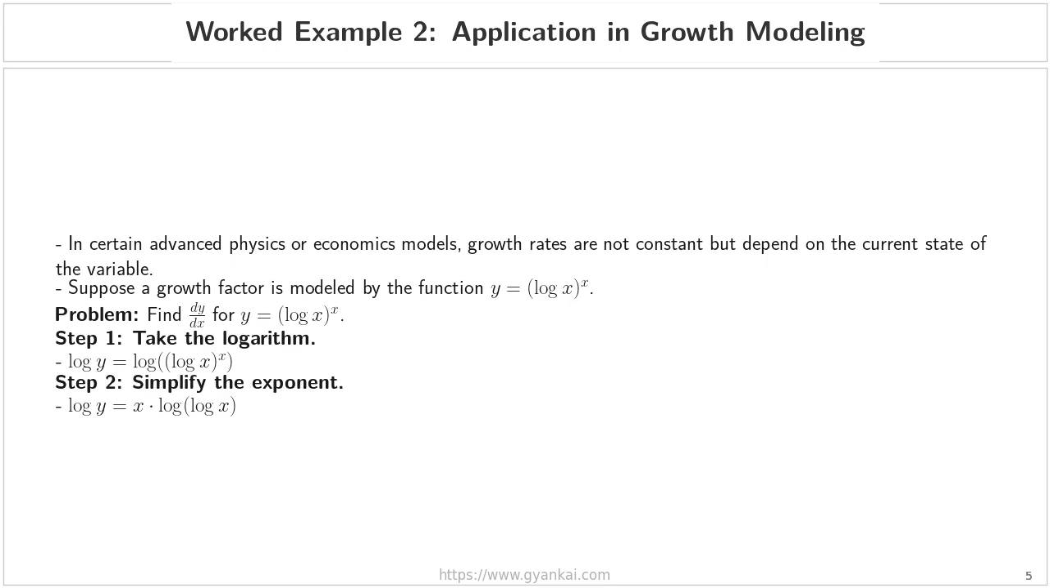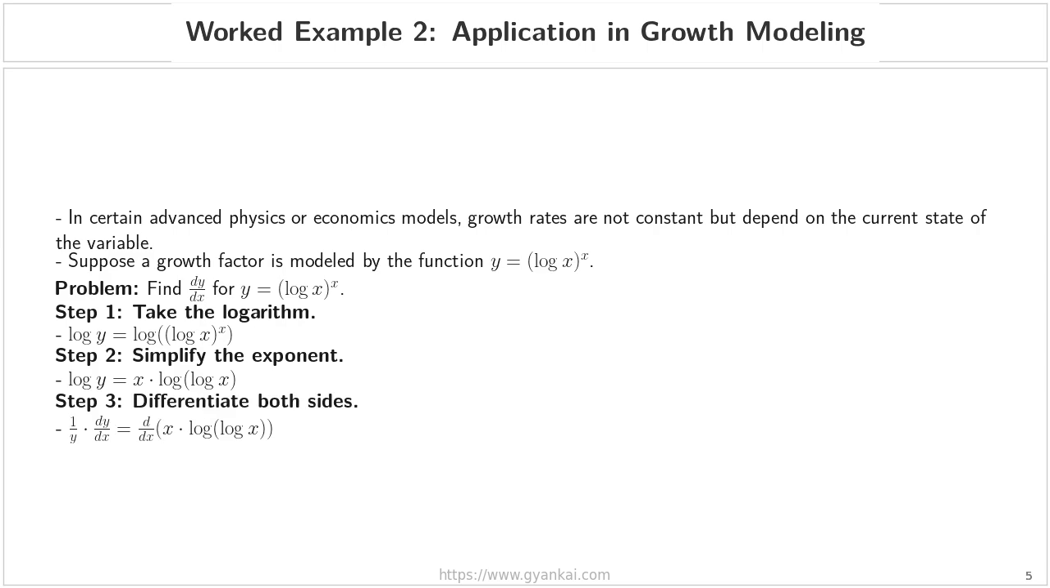In step 2, we simplify the expression by using the logarithmic property we discussed earlier. By bringing the exponent down to the base level, the equation becomes log y equals x times log of log x. Moving to step 3, we differentiate both sides with respect to x. On the left side, applying the chain rule gives us 1 over y times dy over dx.